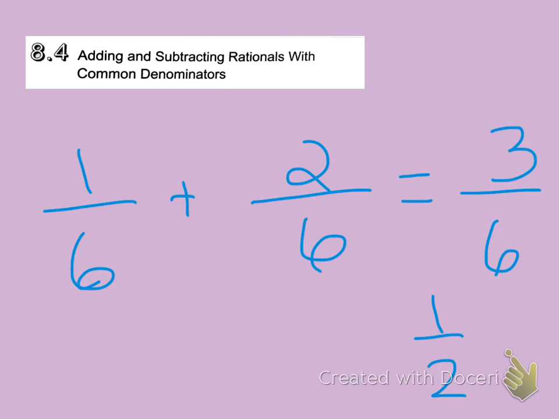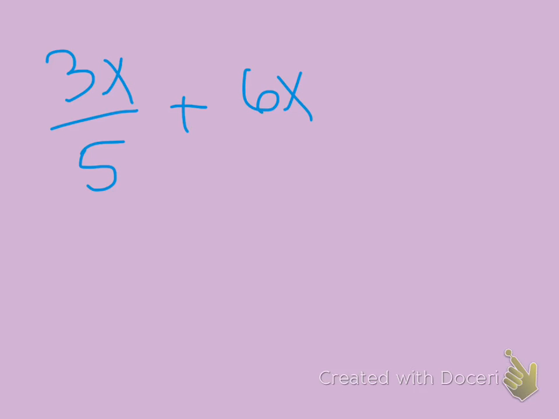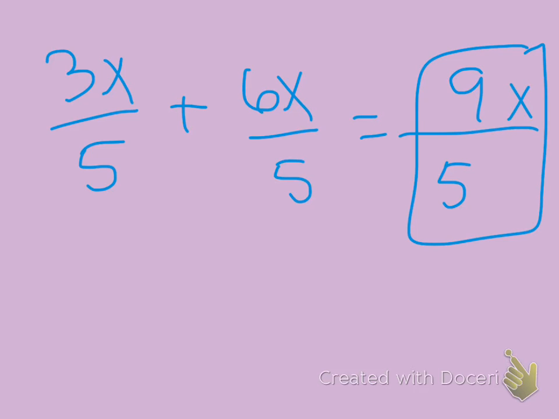Here we go. Let's do some. So if I had 3x over 5 and 6x over 5, we keep the 5. Then we add these two, so it becomes 9x. And can 5 go into 9? No. So I am totally done. I cannot reduce that fraction.